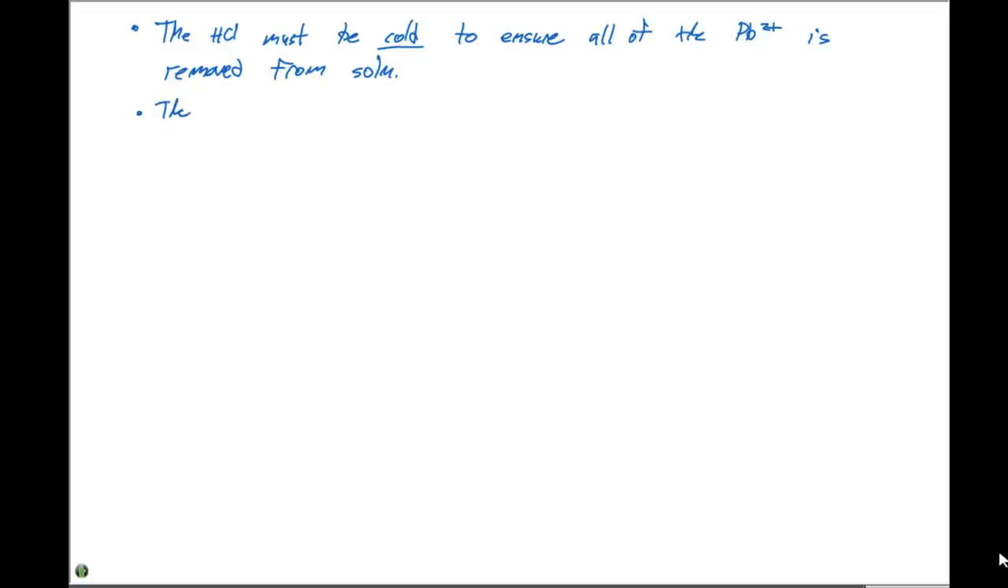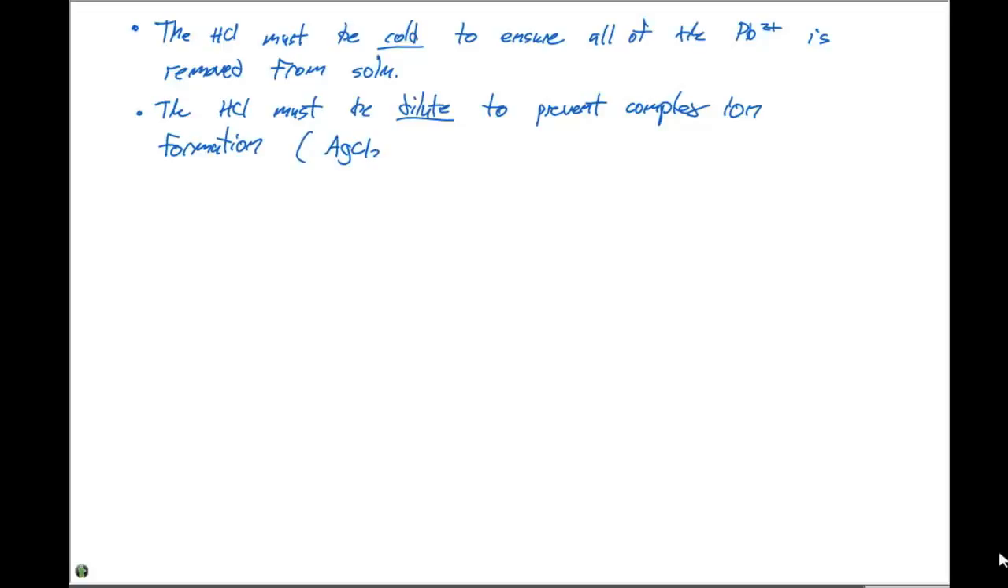The HCl must be dilute to prevent complex ion formation. And the complex ions that could potentially form are AgCl2 minus, PbCl3 minus, and PbCl4 2 minus.